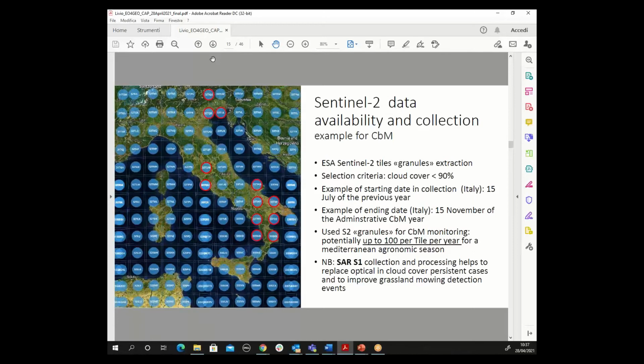That's an example of the Sentinel-2 data availability and collection. Just to give you an idea, this data, as you know, is open and available to everyone. But for agriculture analysis, we can use, in the south of Europe, and possibly less in the north of Europe, up to 100 possible Sentinel acquisitions per agronomic season. So it is a very important amount of data that recovers the lack of precision in resolution, compared with the very high resolution capability.